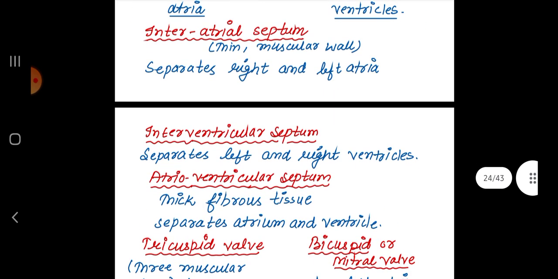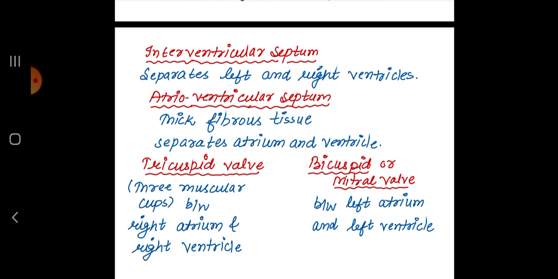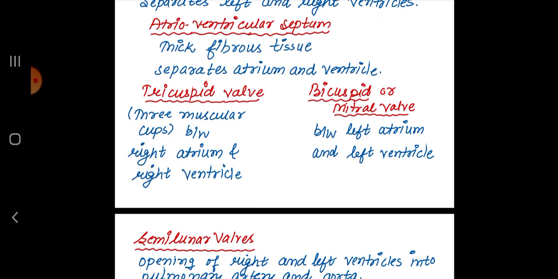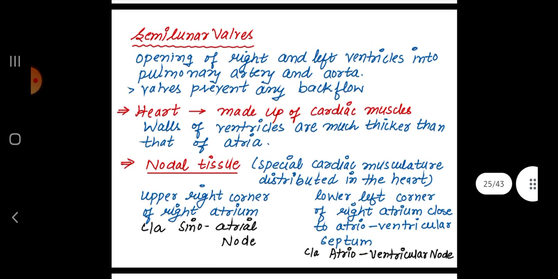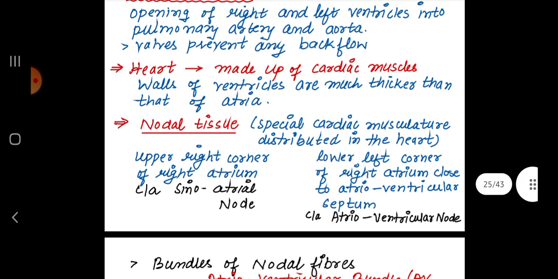Interatrial septum separates the right and left atria. Interventricular septum separates the left and right ventricles. Atrioventricular septum, made of fibrous tissue, separates the atrium and ventricle. Tricuspid valve is between the right atrium and right ventricle. Bicuspid valve is between the left atrium and left ventricle. Semilunar valves guard the openings of the right and left ventricles into the pulmonary artery and aorta. The heart is made up of cardiac muscles, and the walls of ventricles are much thicker than those of atria.